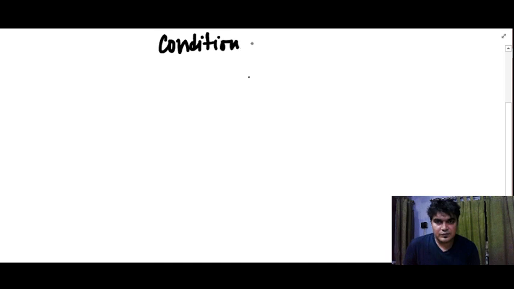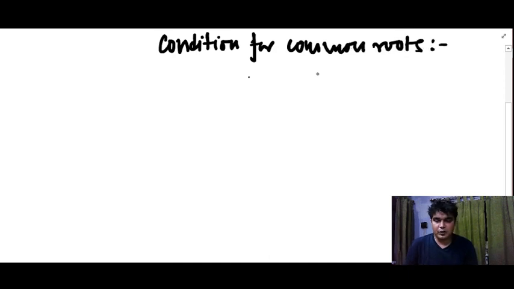So, our today's topic is quadratic equation. First of all, today we are going to discuss the condition for common roots. So let us have two equations.